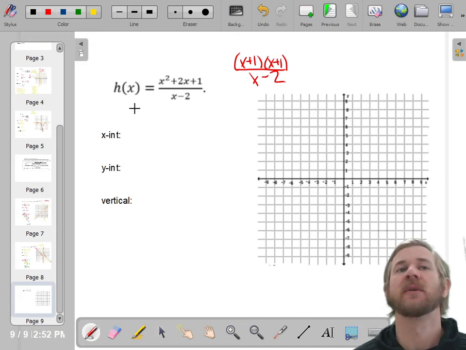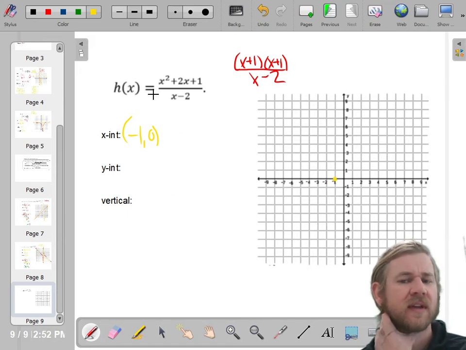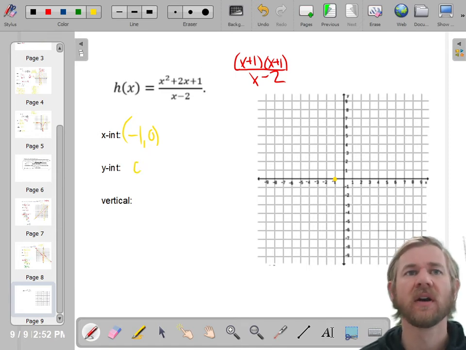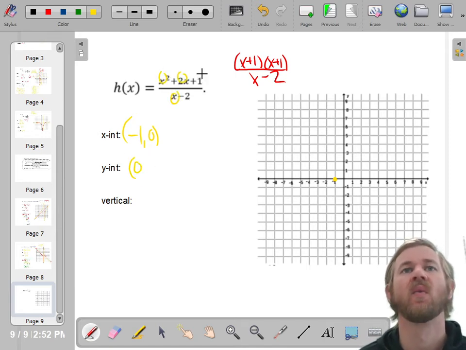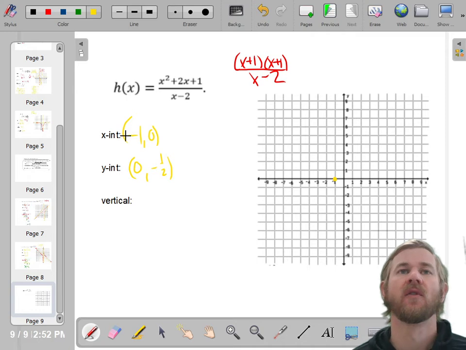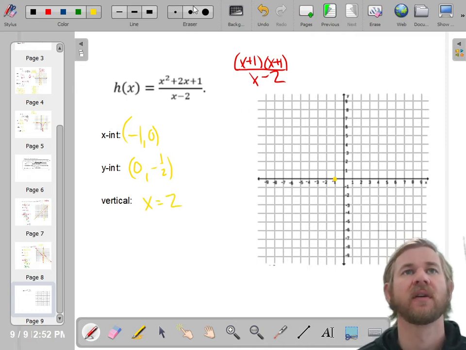X-intercepts are when the numerator equals 0. That would be at negative 1. So we only have one x-intercept. Okay, it's a multiplicity. Y-intercept, 0, let's see, 0, 0, 0 plus 1 over negative 2 is negative 1/2. Vertical asymptote is when the denominator equals 0, that's at 2, so let's draw what we have.